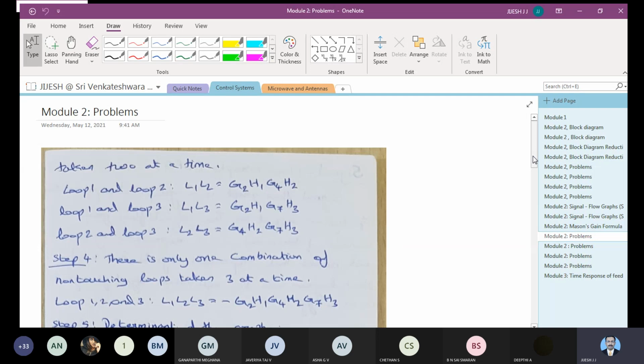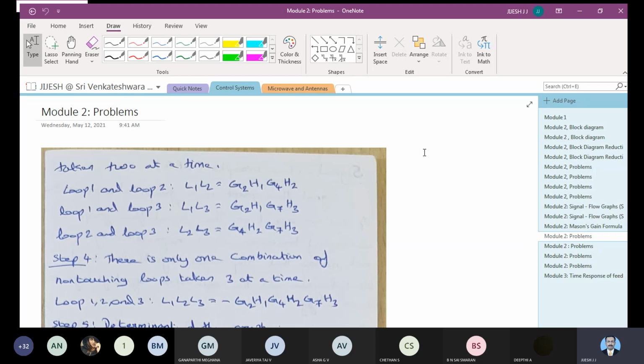Now we have seen two loops, whether they are touching. Now we'll see three loops. See, this is the step which you have to follow. So take three loops together. How many combinations are possible? One combination, that is L1, L2 and L3, which are not touching with each other.